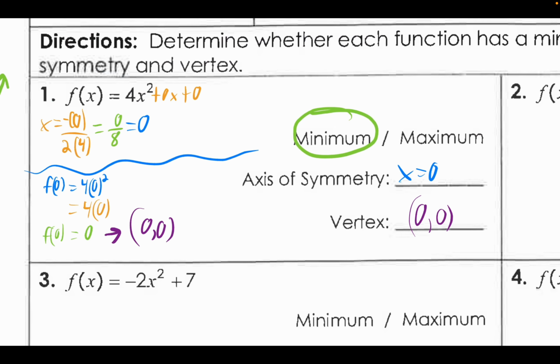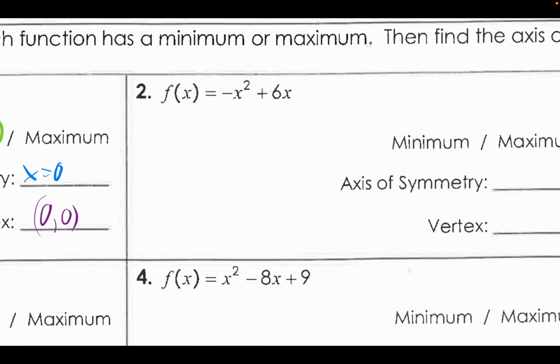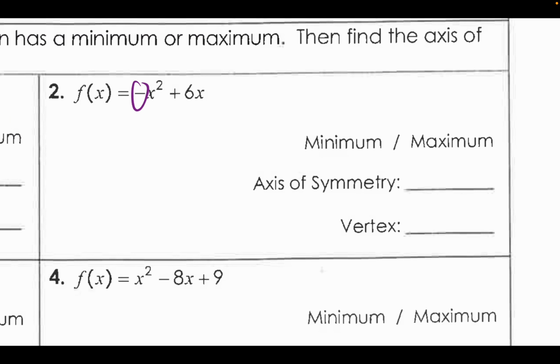We're going to move on to number 2 and do the exact same things. So on number 2, because this a is negative, I'm going to clock that right away, I know this is going to open down. And because it opens down, it has a maximum or highest value. And now we're going to find the axis of symmetry. So here, a is our negative 1, b is 6, and c is plus 0.